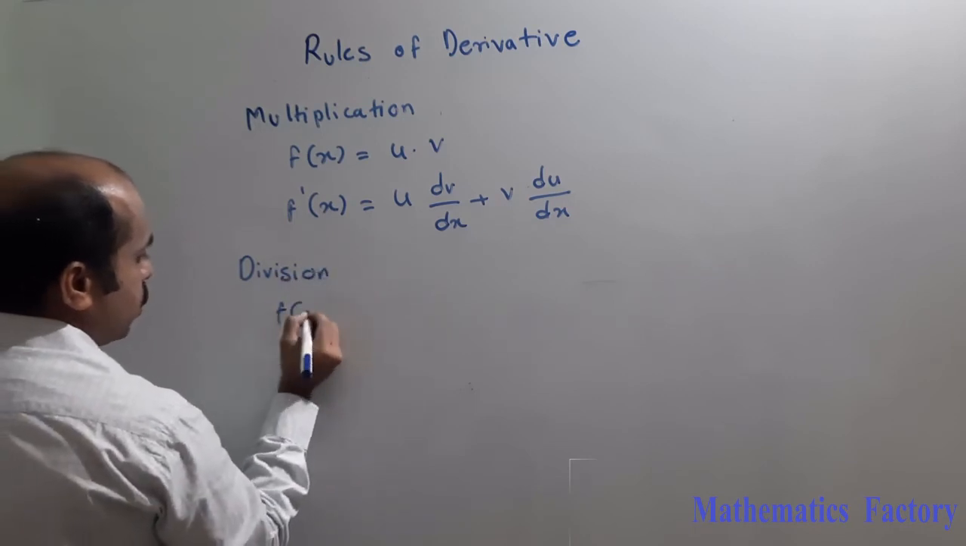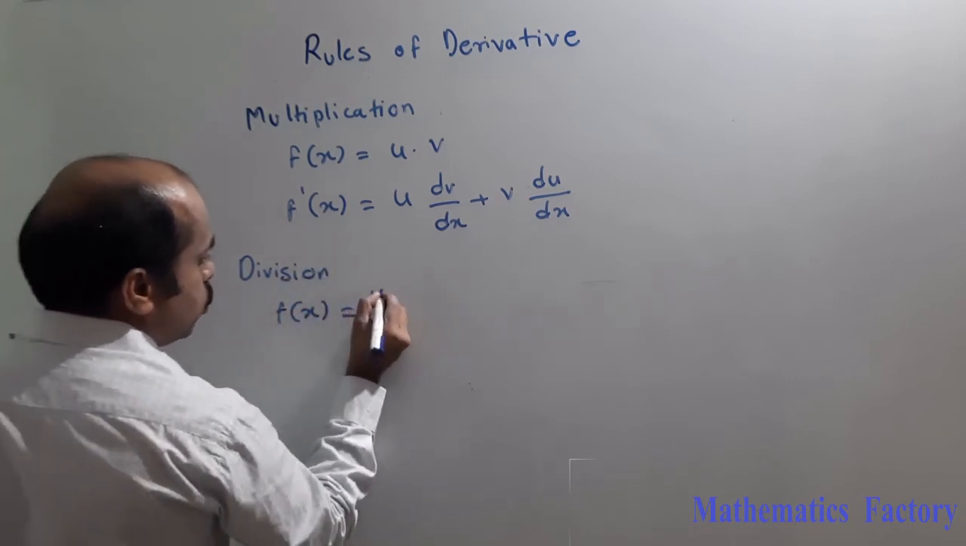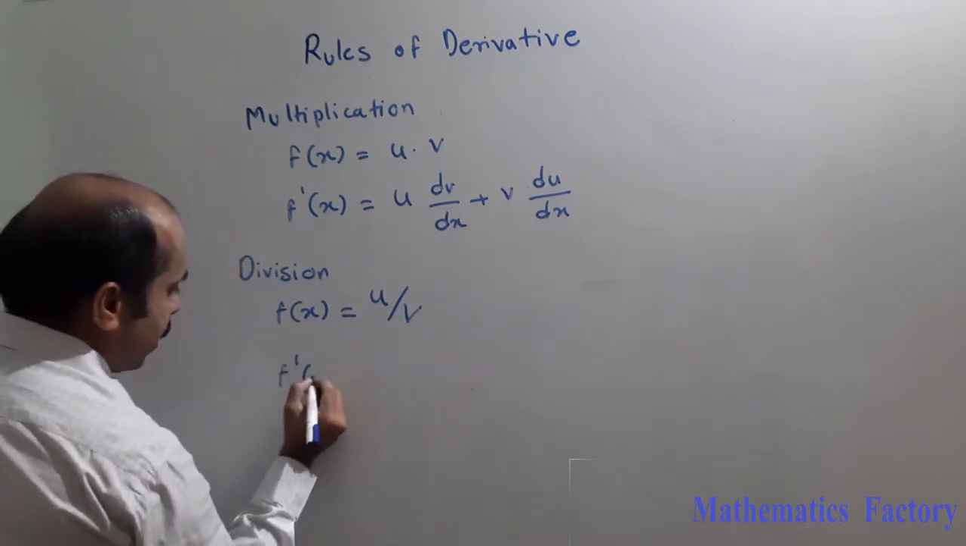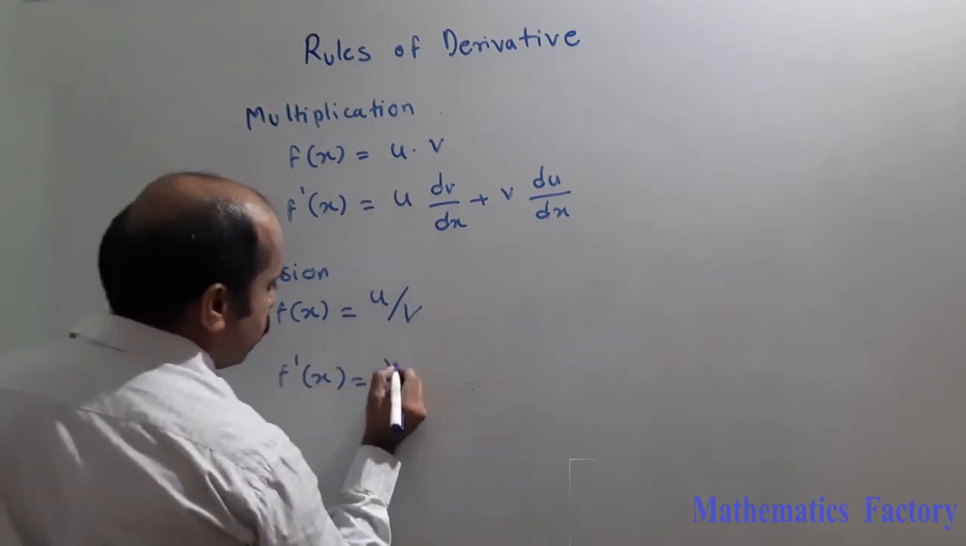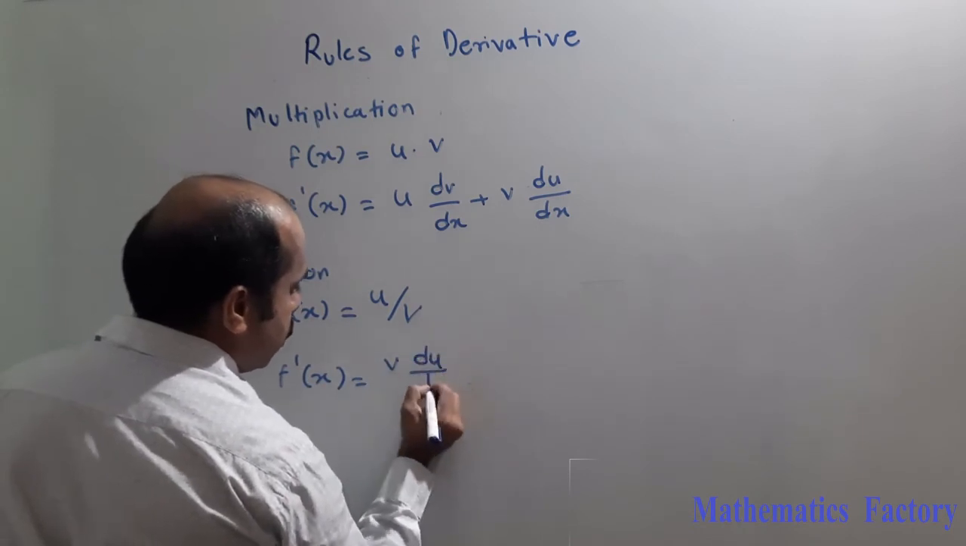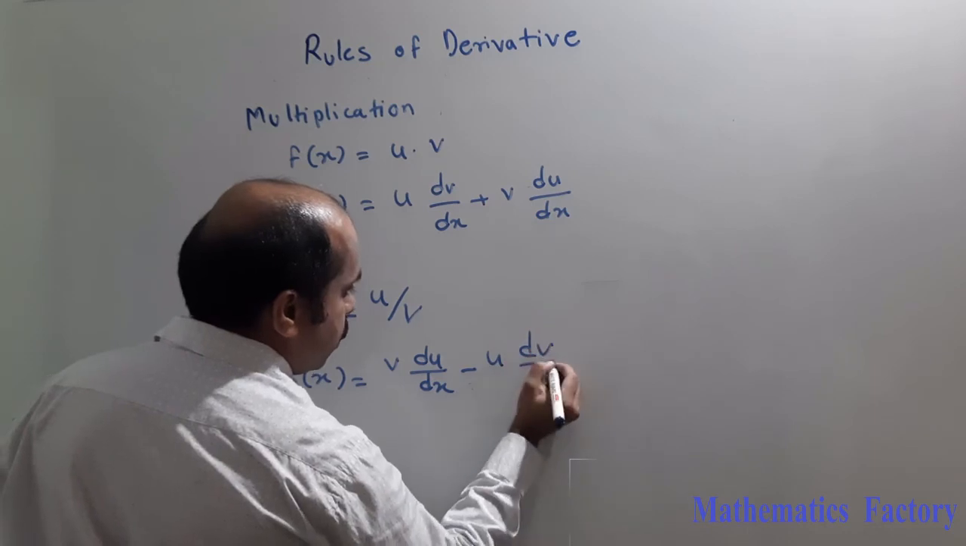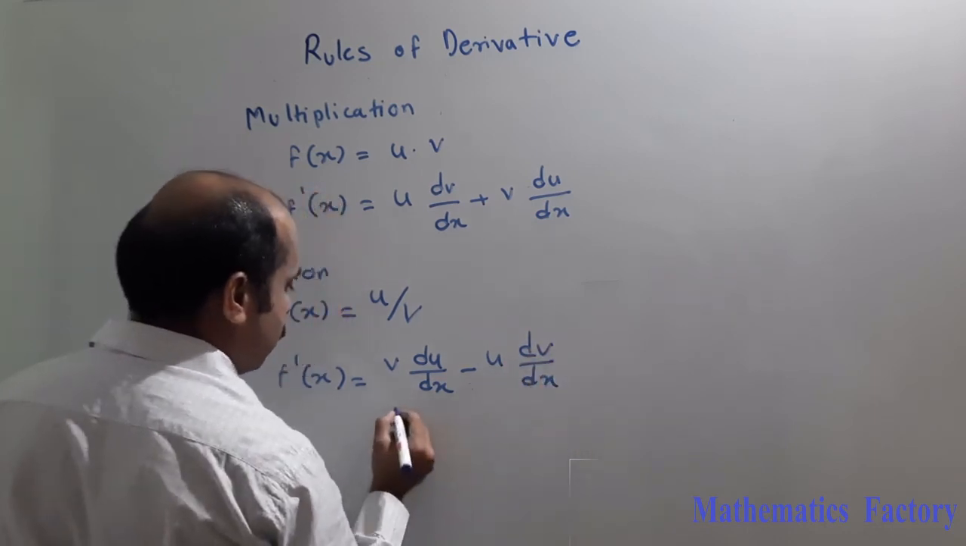Suppose I have one function f of x in the form of u upon v. So f dash of x is equal to v into du by dx minus u into dv upon dx divided by v square.